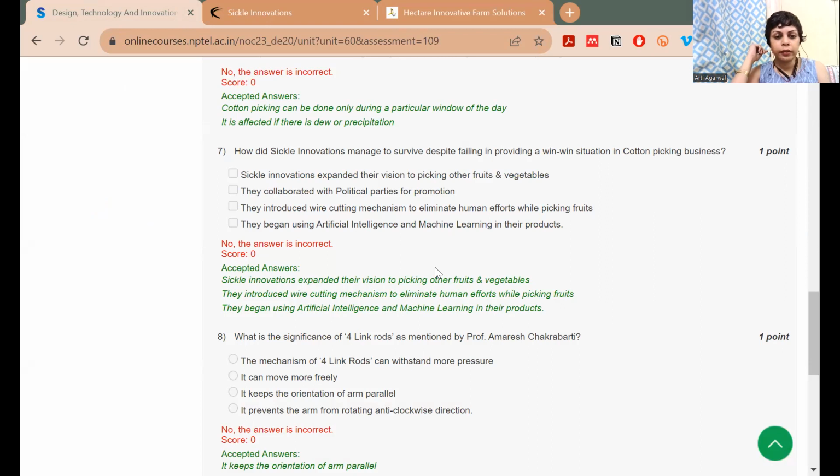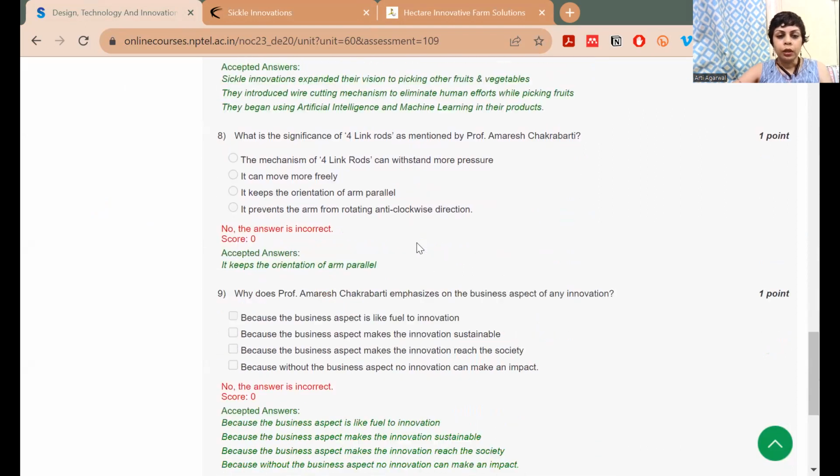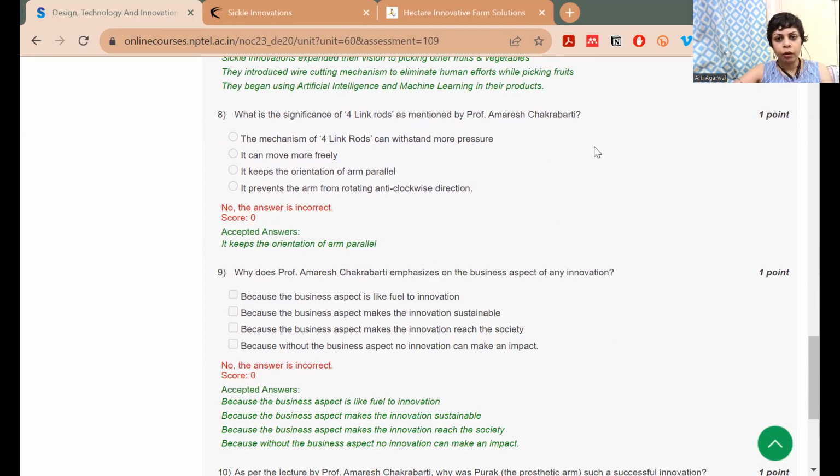So this is correct. They introduced a wire cutting mechanism. Last is they began using AI and machine learning in their products. So I think this is true. They have started using some intelligent products in farming. Okay.